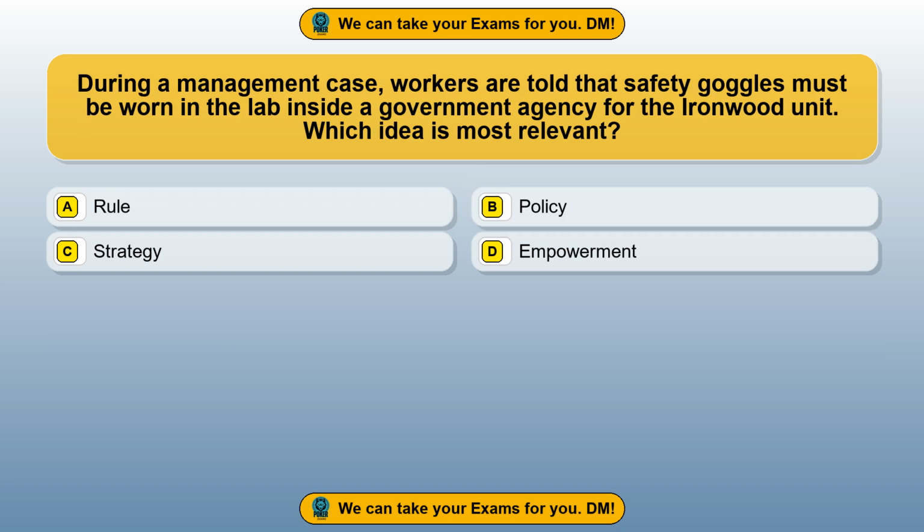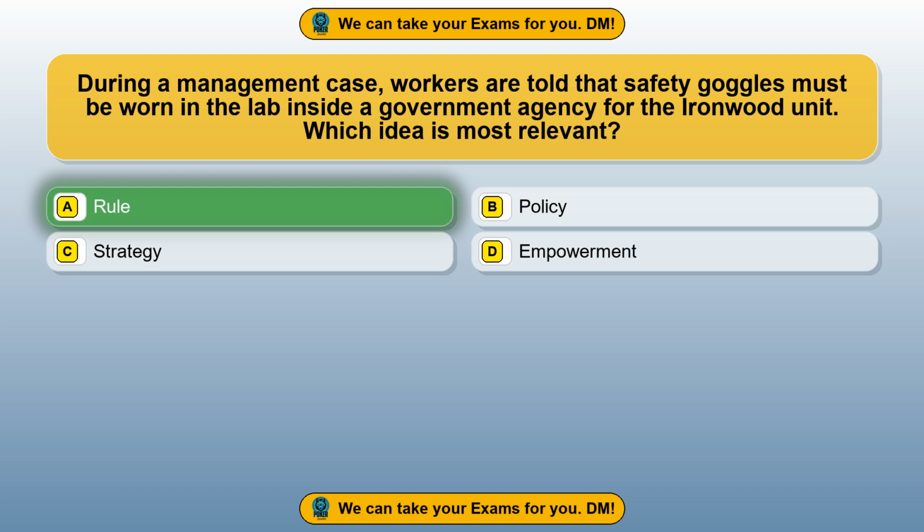Question 30. During a management case, workers are told that safety goggles must be worn in the lab inside a government agency for the Ironwood unit. Which idea is most relevant? Option A, rule. Option B, policy. Option C, strategy. Option D, empowerment. The correct answer is option A, rule.